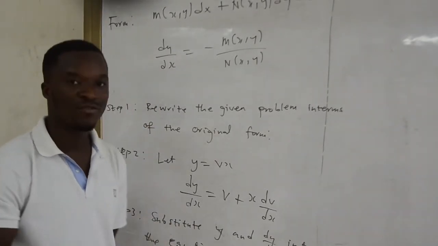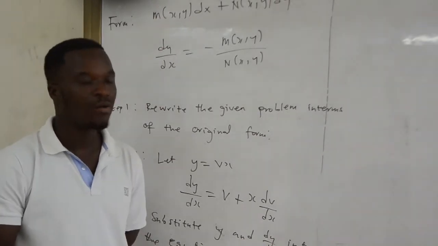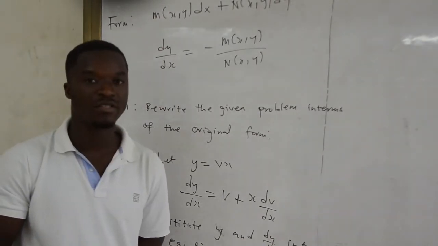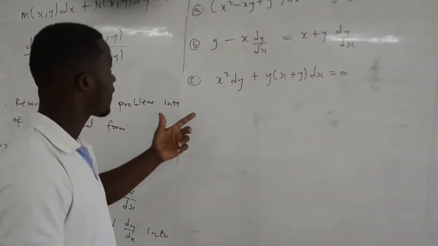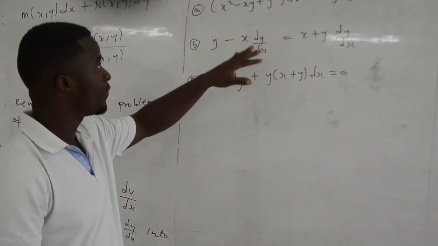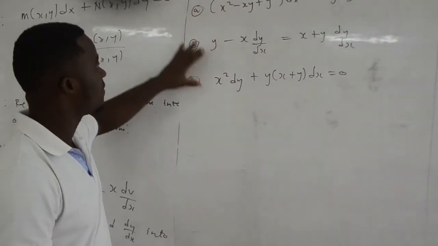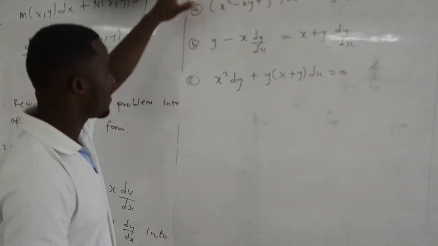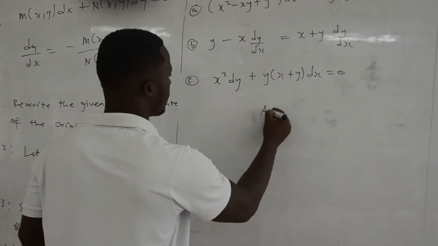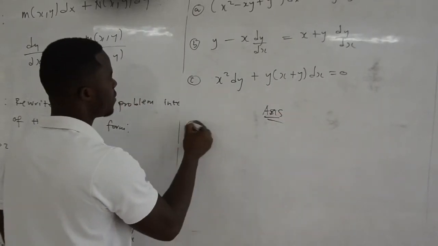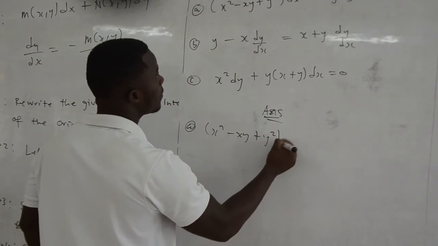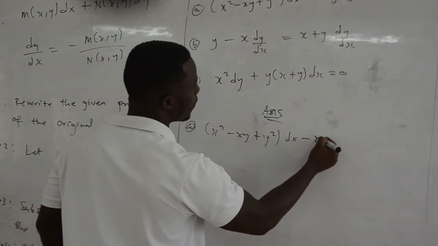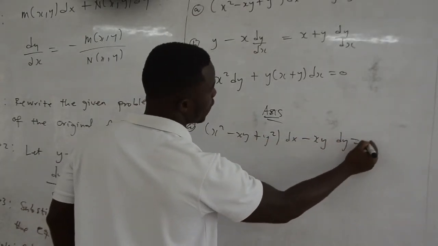So now let's try to solve examples and let's see how the transformation of homogeneous function behaves. So now we have these 3 examples. Solve the following differential equation. We have a, b, and c. For the first thing, let's try the a. So a, we have x squared minus xy plus y squared dx minus xy dy is equal to 0.